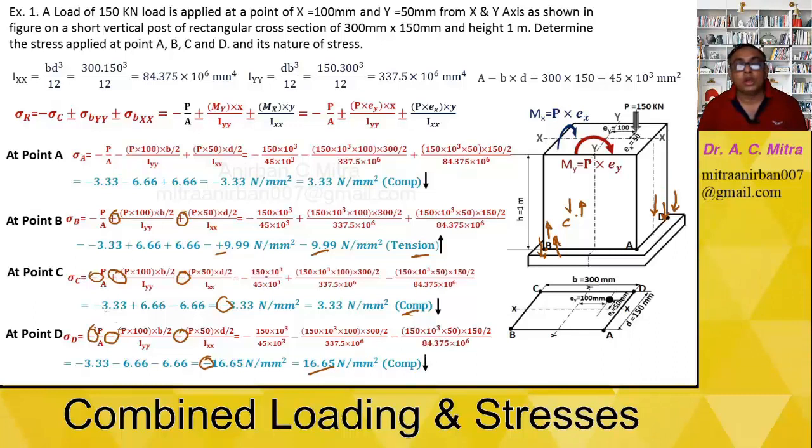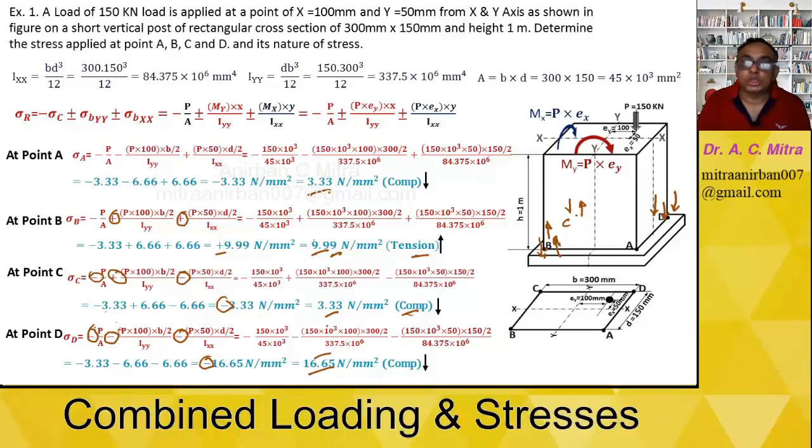So if you see all these values, 3.33 compressive, 9.99 compressive, 3.33 compressive, 9.99 is tensile, and 16.65 is compressive. So out of these 4 stresses at 4 points, the heavily stressed point is the point D. So the failure occurs at the point D only. That's the thing we have to learn from solid mechanics or strength of materials. Actually, which point is heavily loaded, and if that point is safe, then the whole vertical post is also safe. It cannot break.